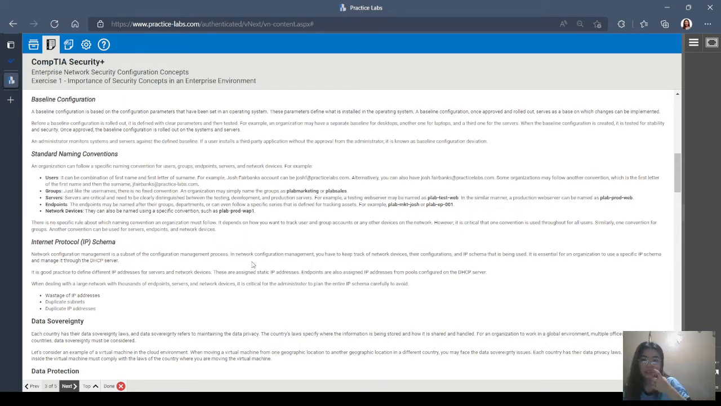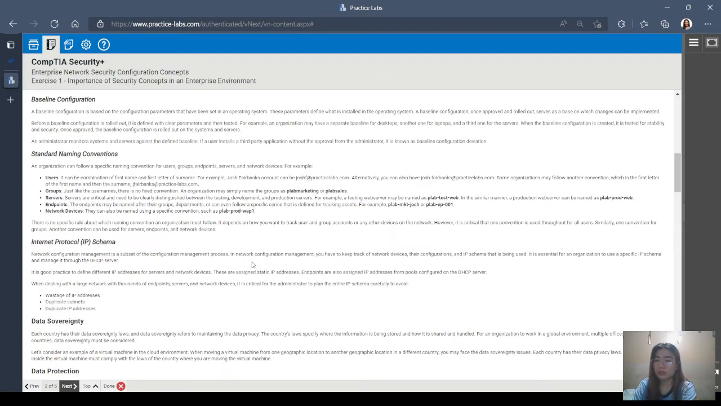Groups: just like the usernames, there is no fixed convention. An organization will simply name the groups as PLAB Marketing or PLAB Sales. Servers are critical and need to be clearly distinguished between the testing, development, and production servers. For example, a testing web server may be named PLAB test web. In a similar manner, a production web server can be named PLAB prod web.